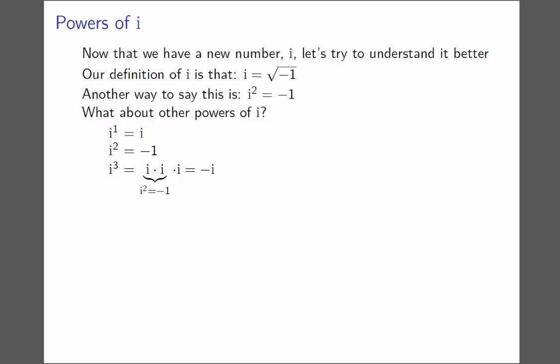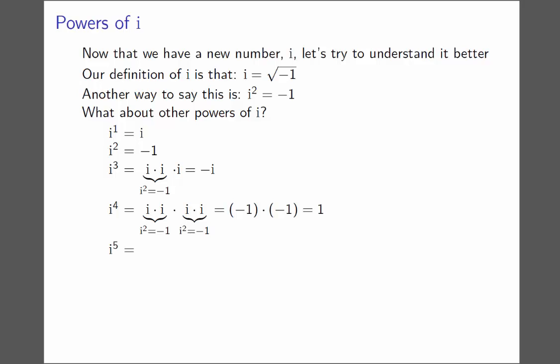Let's see if we can do the same thing with i to the fourth. i to the fourth is i times i times i times i. But we can clump the first two i's together as i squared, which is -1, times the second two i's, which is i squared again, or -1 again. So we have -1 times -1, which is just 1.